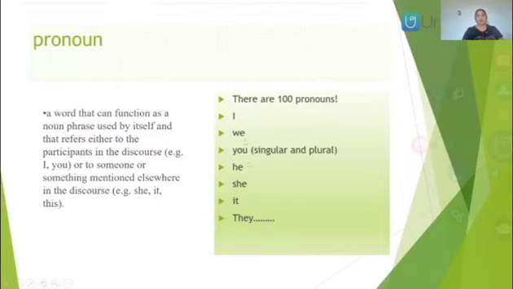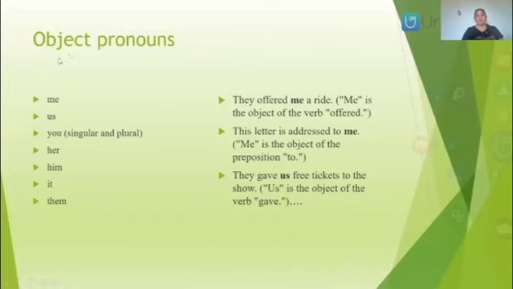I, we, you. When you say you, the shape of your lips should be rounded. About this, I'll be teaching you separately, the phonetics and pronunciation part. He, she, it, they. Now you can say me. This is an object pronoun, me. They offered me a ride. Me is an object here. This letter is addressed to me. It is sent to me. So it's called the object pronoun. They gave us free tickets to the show. Object pronoun.